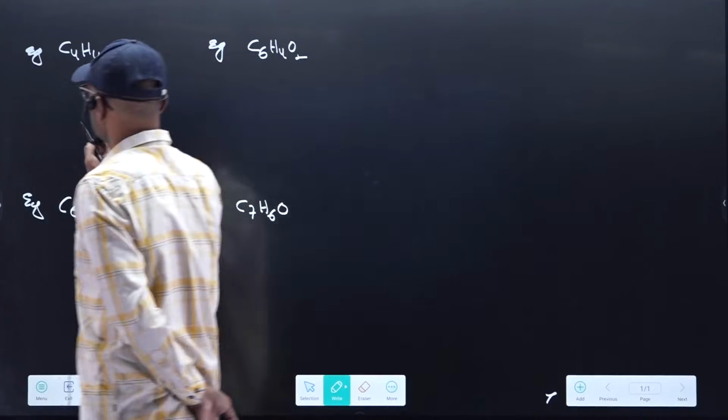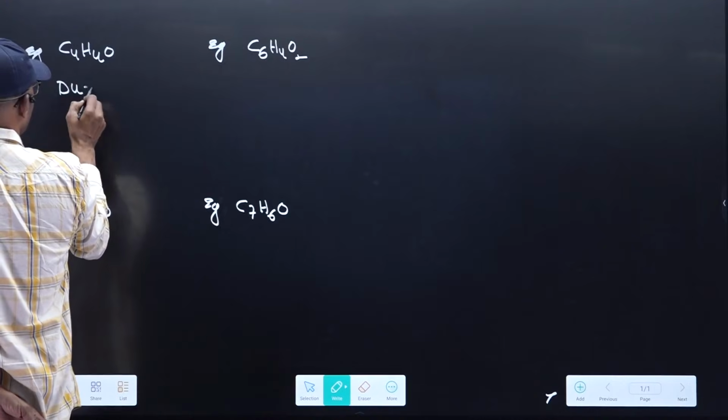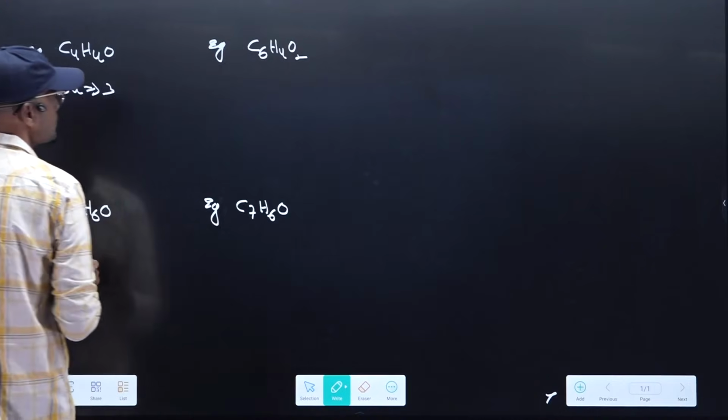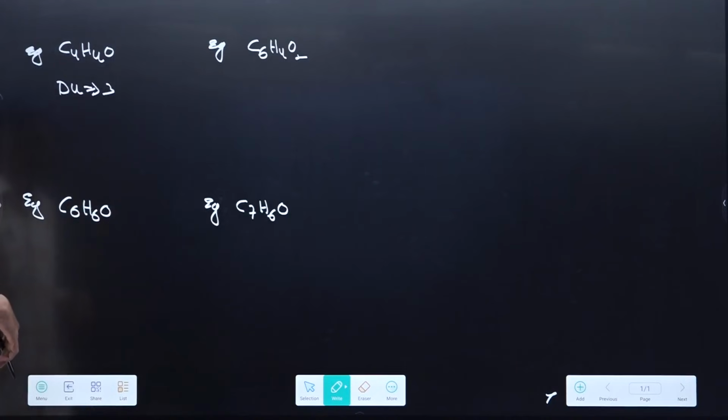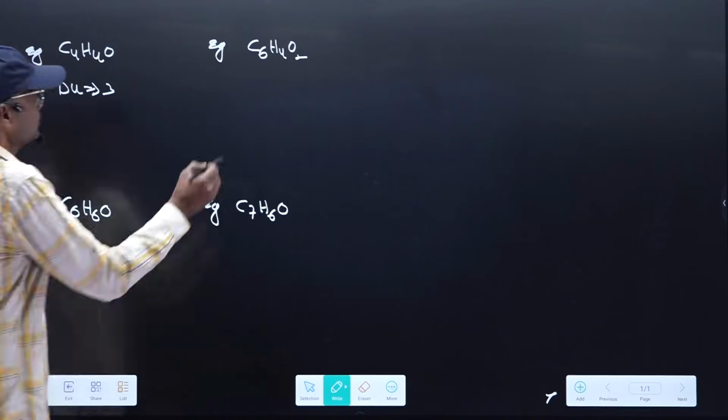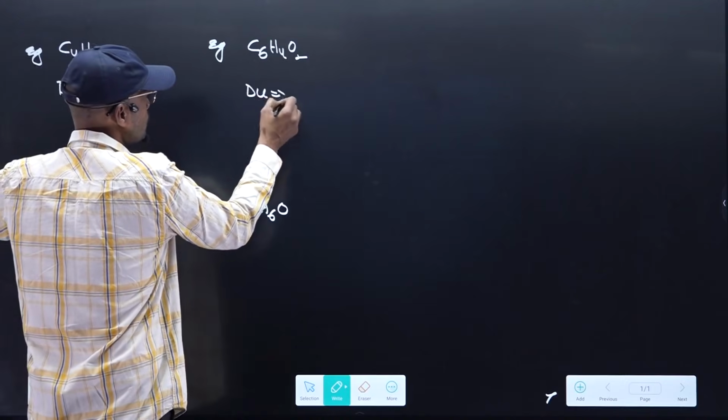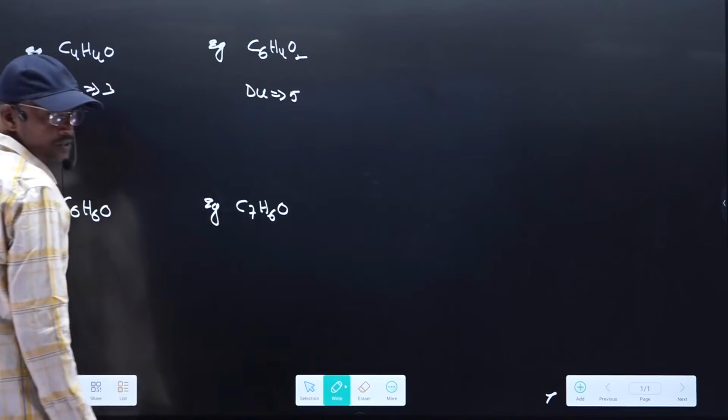What about DU here? DU 3 or not? 3. C6H4O2. Six carbons, 4 hydrogens, 2 oxygens. How much? DU is 5. Create one structure, at least one structure.